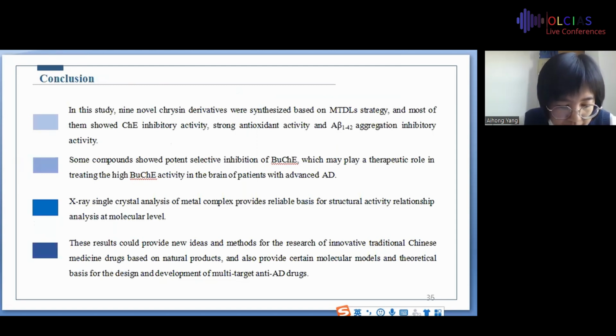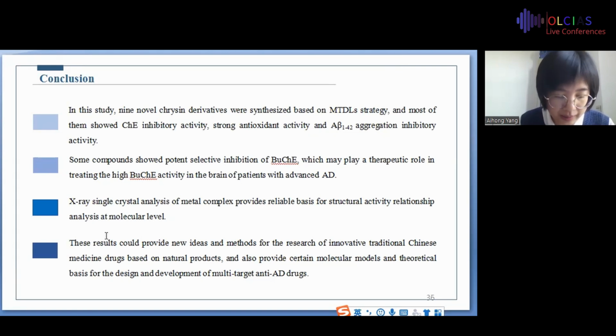In summary, amine and carbamate derivatives of chrysin were synthesized based on multi-target drug strategy. And most of them show the CHE inhibitory activity, strong antioxidant activity, and A-beta aggregation inhibitory activity. Some compounds show the potent selective inhibition of BOCHE, which may play a therapeutic role in treating the high BOCHE activity in the brain of patients with advanced AD.